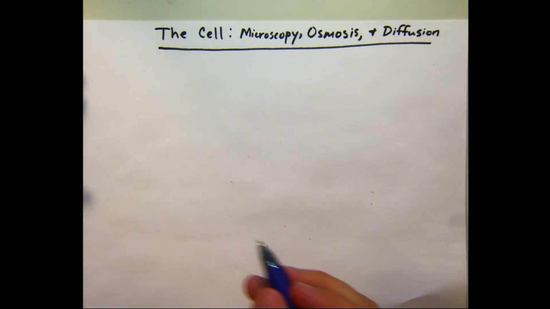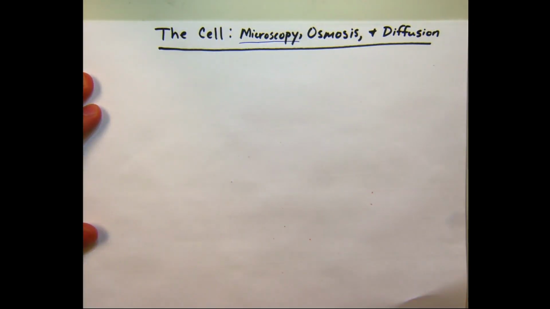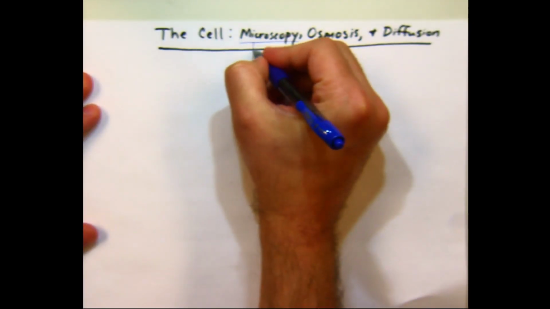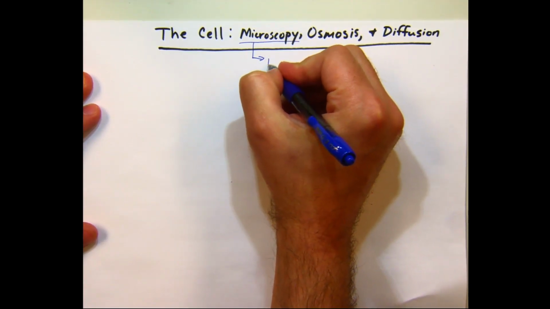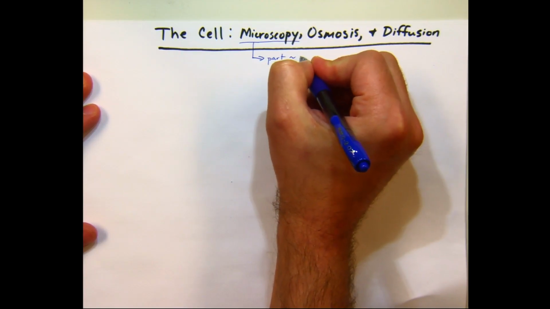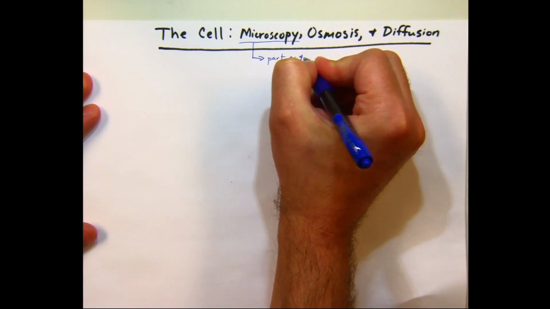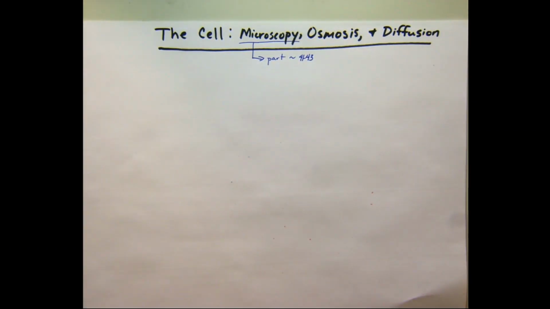First thing, a couple of points: we're not going to talk right now about microscopy. You need to be familiar with the parts of the microscope, which can be found in your manual. I believe it's about page 41 to 43. That's something you need to be aware of.